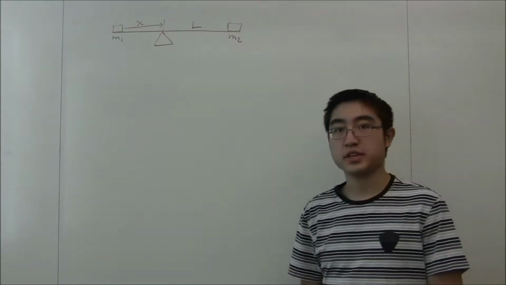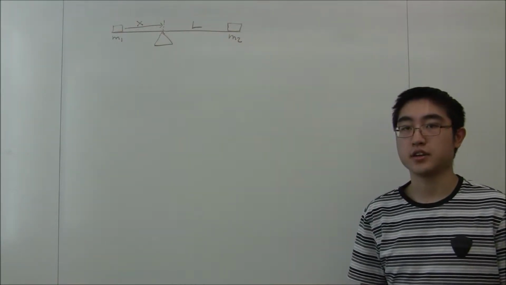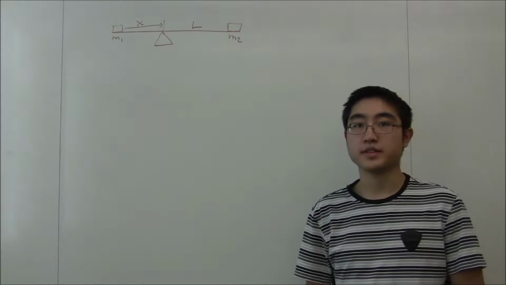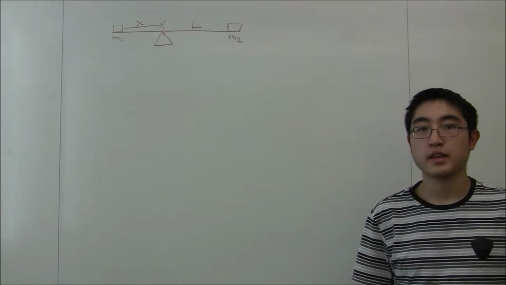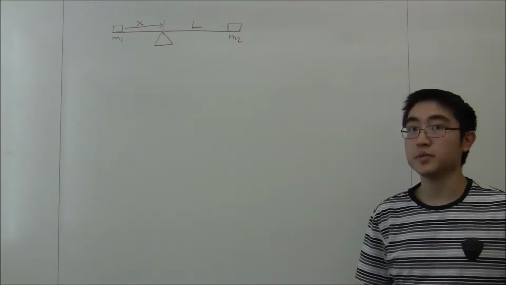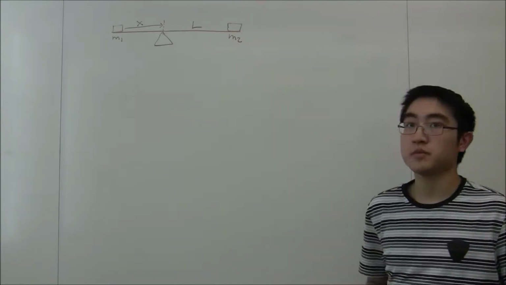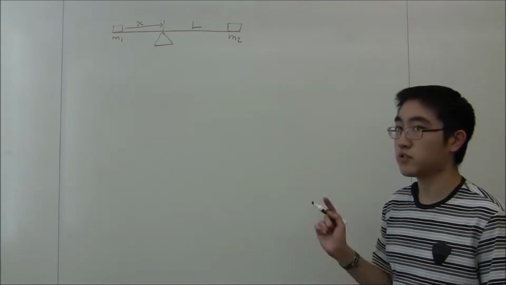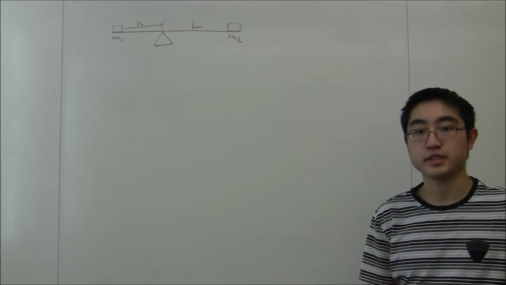So for this problem, let's take our system to be the two masses in the teeter-totter. We're given in the problem that the system is at equilibrium. Now, in order for the system to be at equilibrium, the teeter-totter must be balanced, which means that the fulcrum is located right beneath the center of mass of the system.